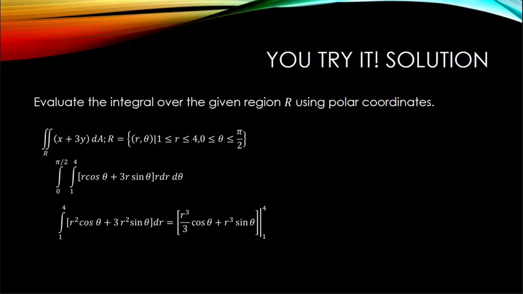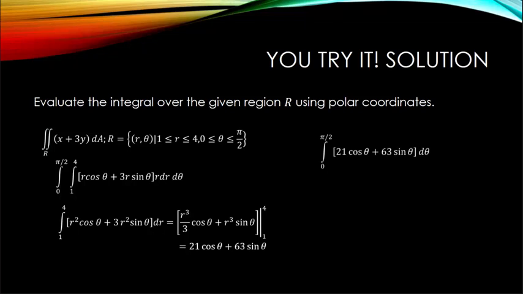My innermost integral is the integral from 1 to 4 of the quantity r squared cosine theta plus 3r squared sine theta dr. My integration gives me r cubed over 3 times cosine theta plus r cubed sine theta, evaluated from 1 to 4. Plugging in my limits of integration gives me 21 cosine theta plus 63 sine theta.